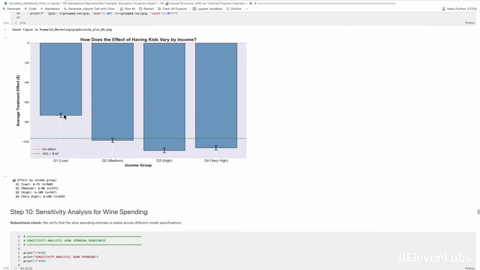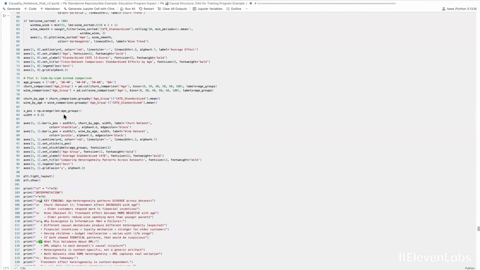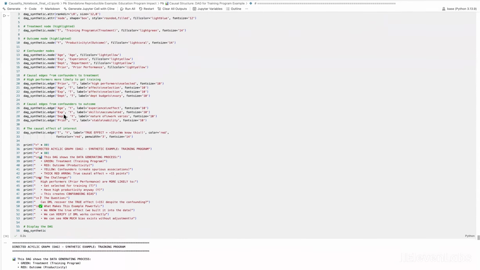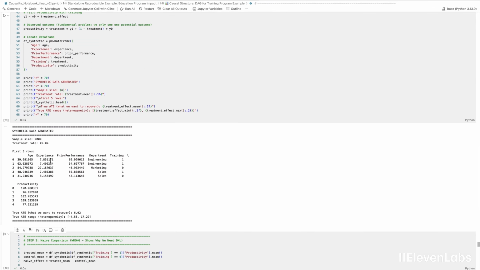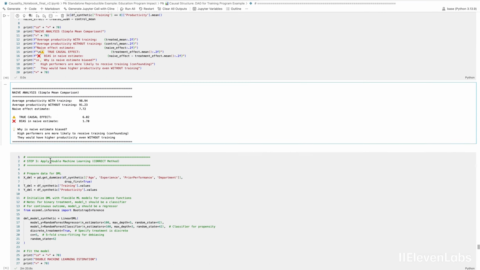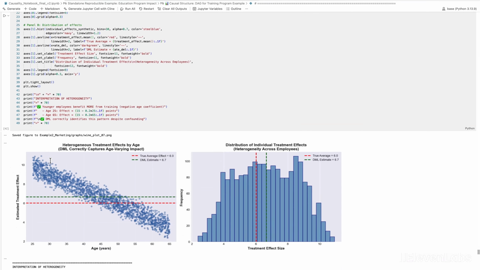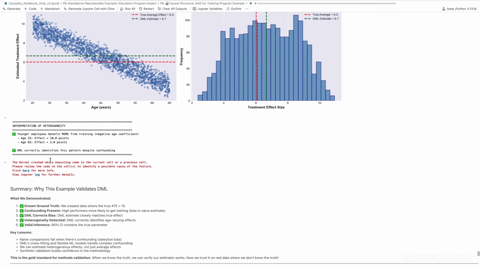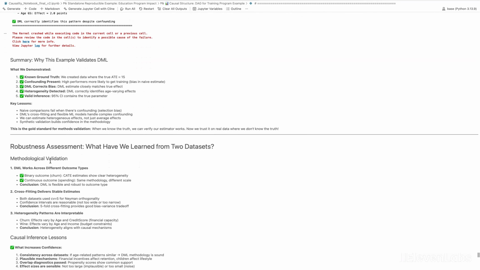To prove our math works, I built a synthetic test with a known ground truth of 6.02. A naive analysis overshot this at 7.72 due to built-in bias. My DML model, however, recovered a near-perfect estimate of 6.65. This validation confirms that even when the data is complex and the truth is hidden, DML's use of Neyman orthogonality allows us to stay remarkably close to the real causal effect.